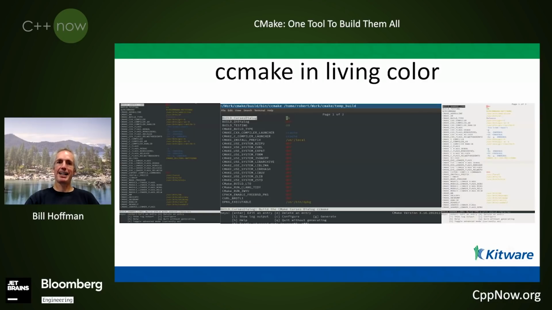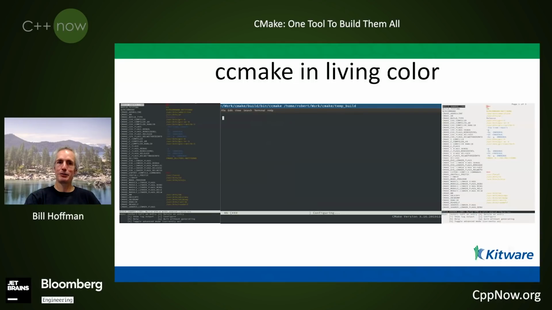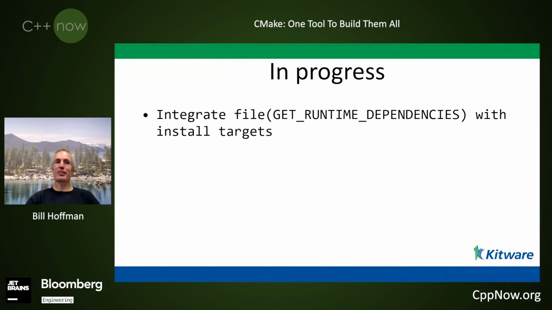CMake has color now. That was a recent addition, which makes it look a little bit nicer. A cool thing in progress right now: we're integrating file get runtime dependencies with install targets to make the installation process easier.